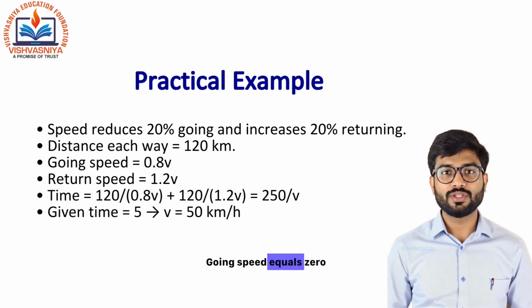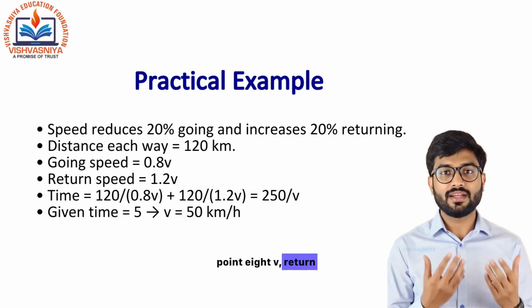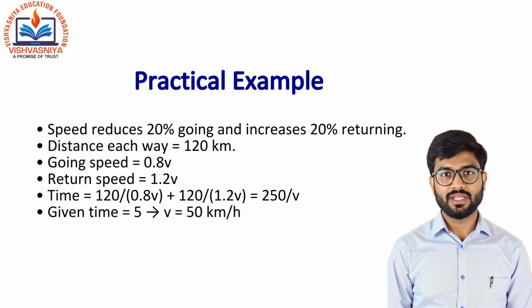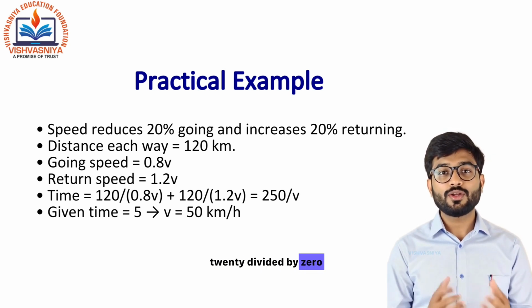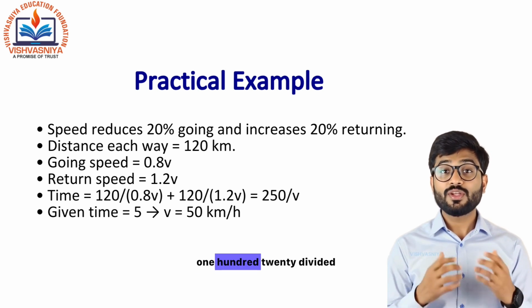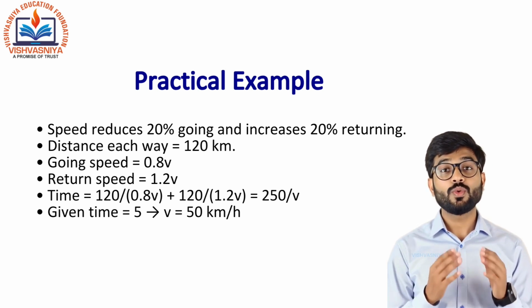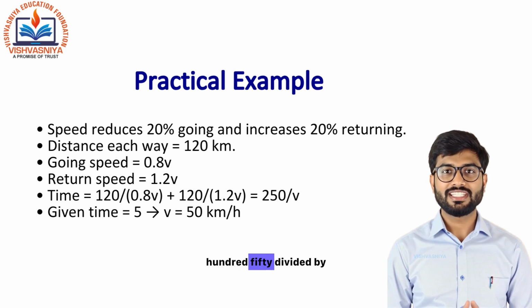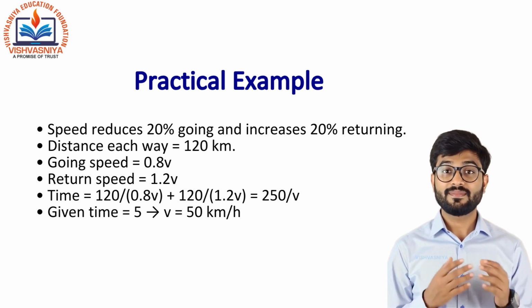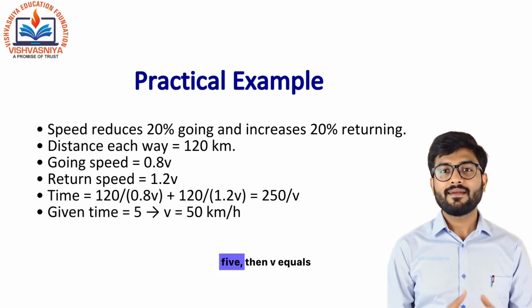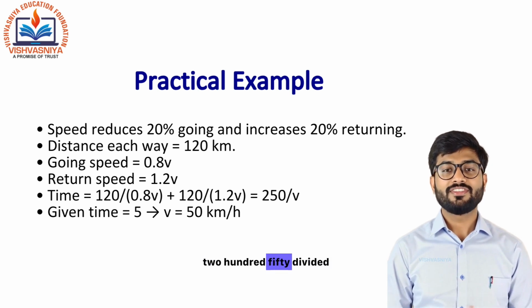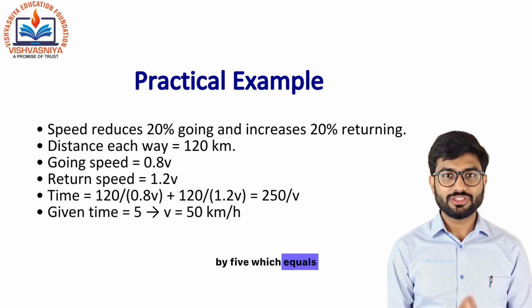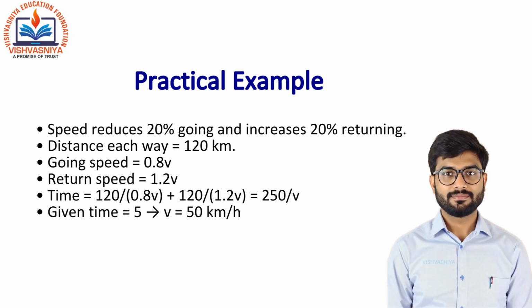Going speed equals 0.8v, return speed equals 1.2v. Time equals 120 divided by 0.8v plus 120 divided by 1.2v, which equals 250 divided by v. If total time equals 5, then v equals 250 divided by 5, which equals 50 kilometers per hour.